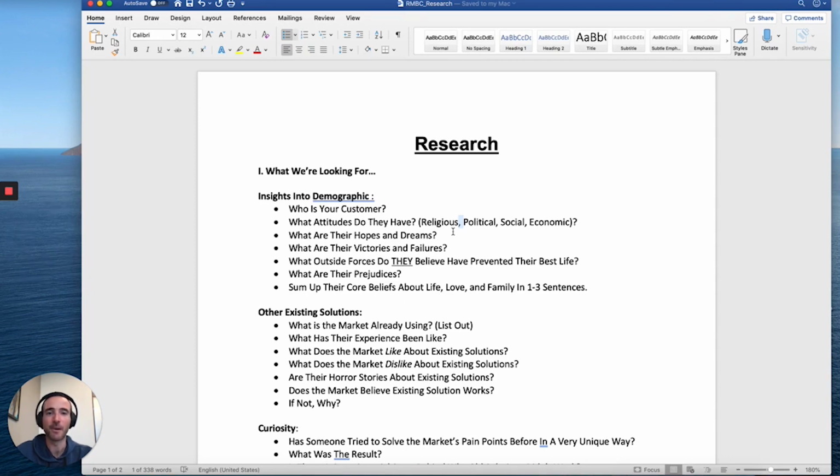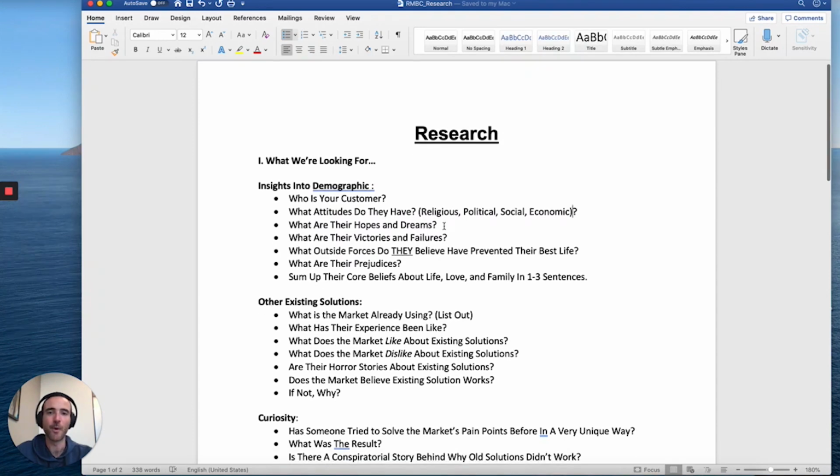If they're lower class, middle class, upper class, are they retirees? Are they big savers? Are they big spenders? Are they big shoppers? We want to kind of understand their attitudes about the economy in general and things like that. What are their hopes and dreams? Super important because we want to know what are they really looking to achieve, not just as far as the product goes, but in life, right?